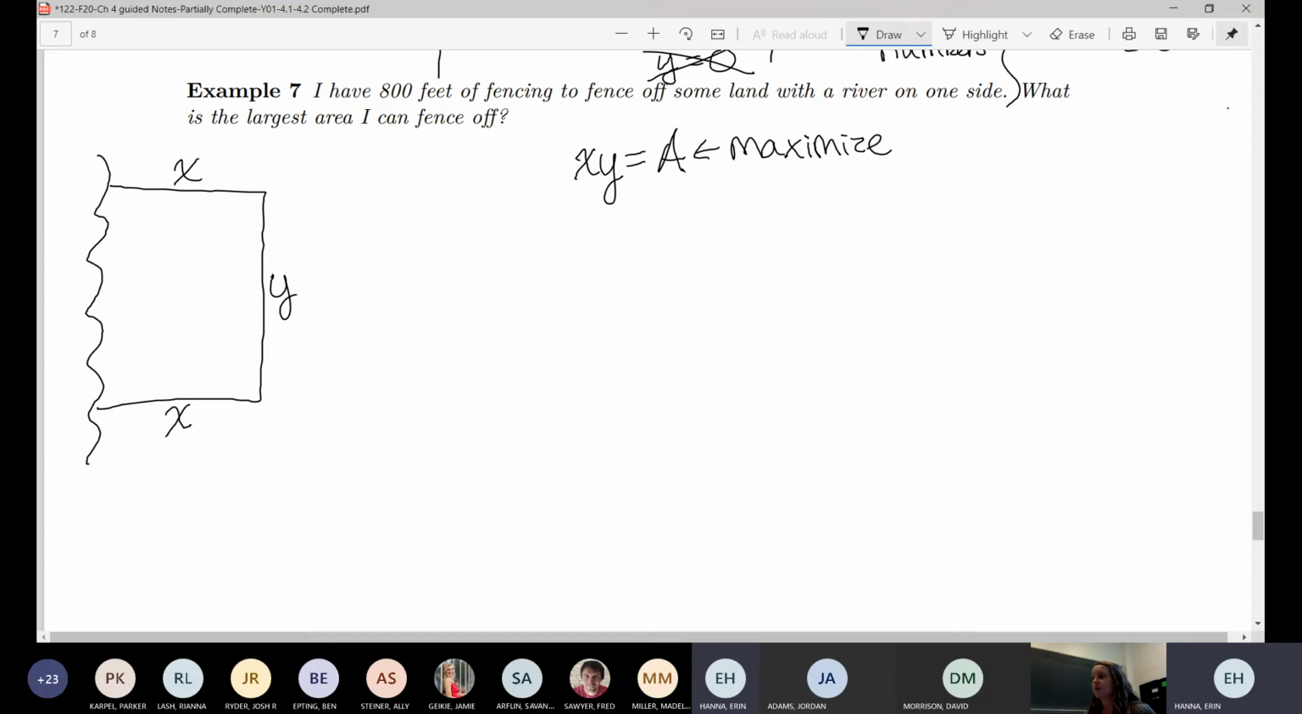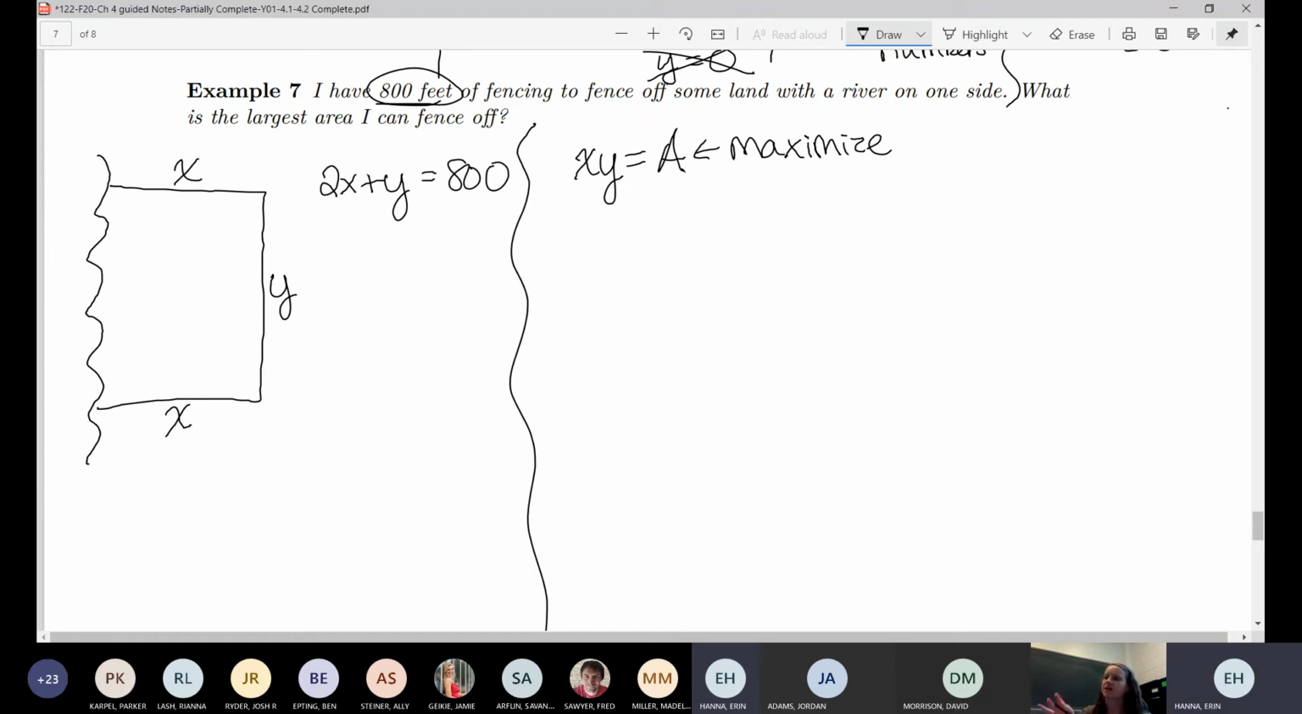That function has too many variables, so we have to get rid of one of those variables using a different function. What other function do we have? Well, we have the information that we have 800 feet of fencing. If we're trying to get the largest area, we can pretty much assume we use all the fencing. So the perimeter of this kind of rectangle, I know it doesn't have a fourth side, is essentially 2x plus y, which has to equal 800 because that's the amount of fencing they have.